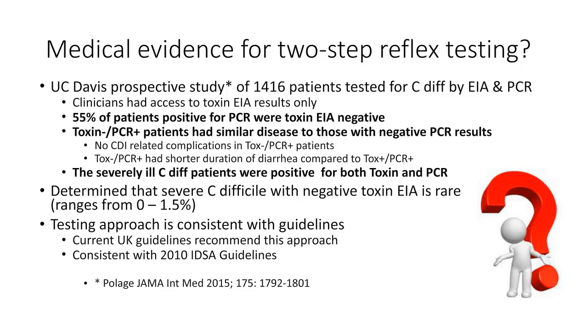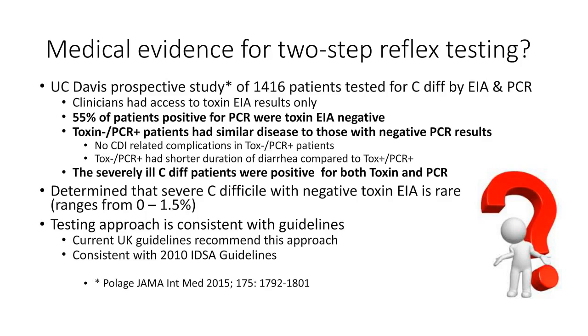Toxin-negative, PCR-positive patients had similar disease to those with negative PCR results. There were no C. difficile infection-related complications in the toxin-negative, PCR-positive patients. Toxin-negative PCR-positive patients had shorter duration of diarrhea compared to the toxin-positive, PCR-positive folks. So this showed that the severely ill C. diff patients were positive for both toxin and PCR.